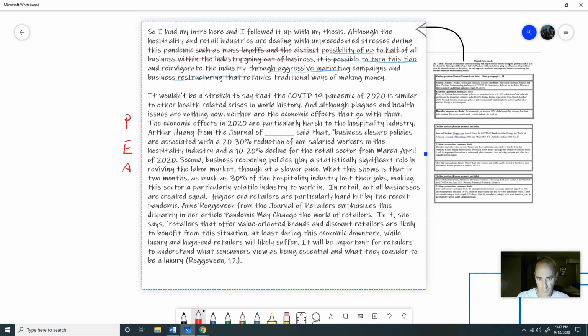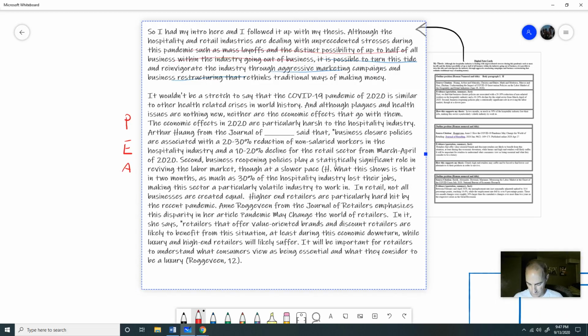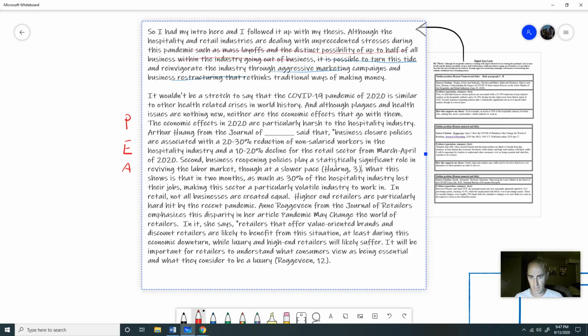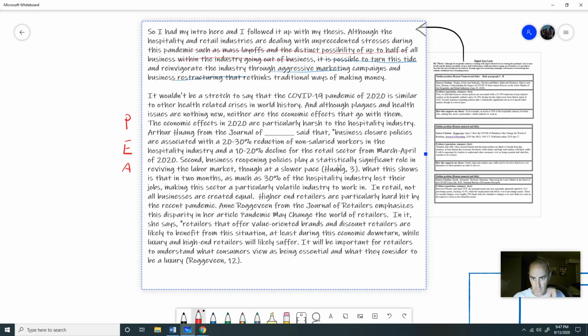I needed to put this citation here. And there we go. Now I would put that in the source citation page, works cited, and we'd be good. Okay, so what do I need next? Well, I got my example there.